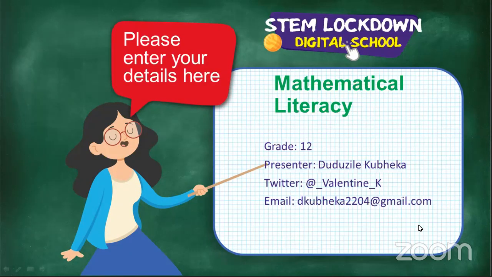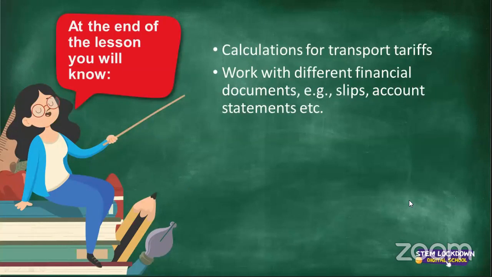And then today we will take over from yesterday. So here you will do calculations for transport tariffs. We have already done municipality tariffs, which was part of the water tariff calculations we did. And then we also did telephone tariffs. Today it's just the transport tariffs under the topic of tariffs. And then we are moving on to working with different financial documents.